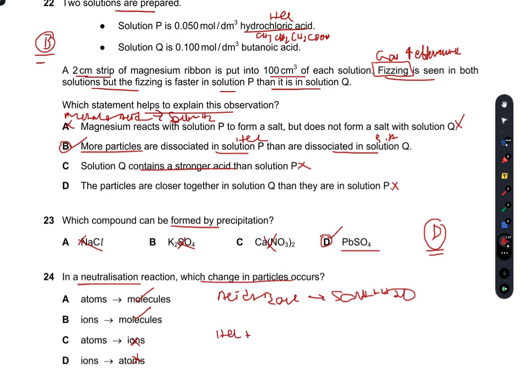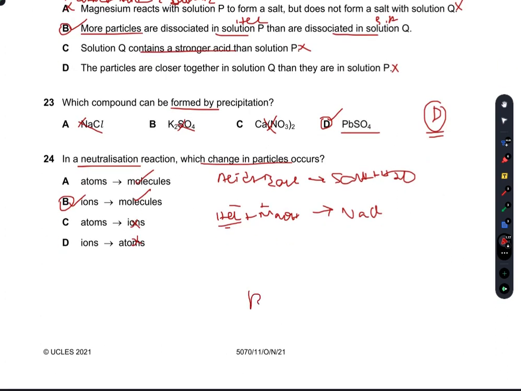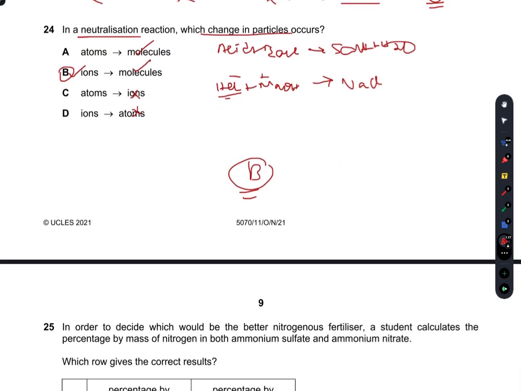Suppose I have HCl and then I treat it with NaOH. There is exchange of ions. So ions convert into molecules. So B is the right answer. Atoms do not convert because they are already compounds. They are not atoms. So B is your right answer, sir.